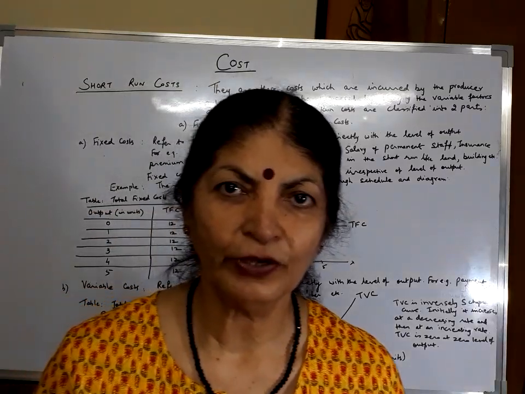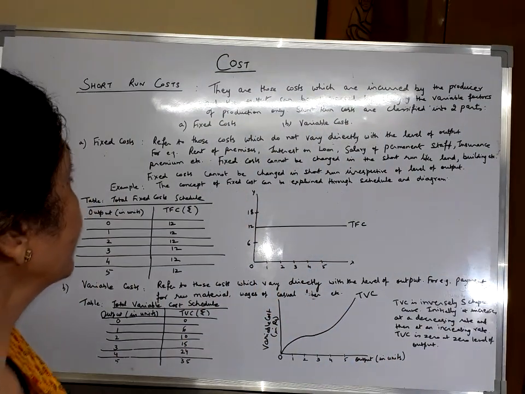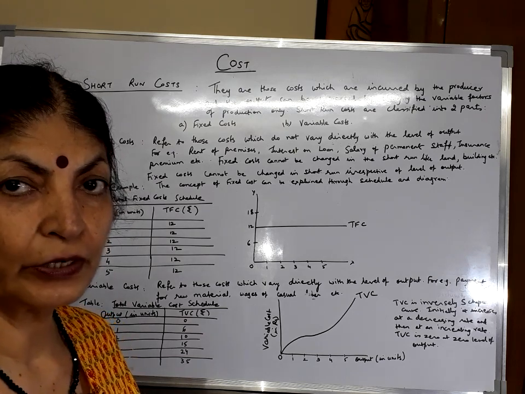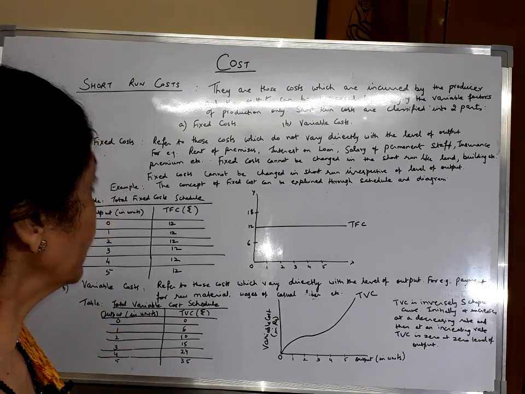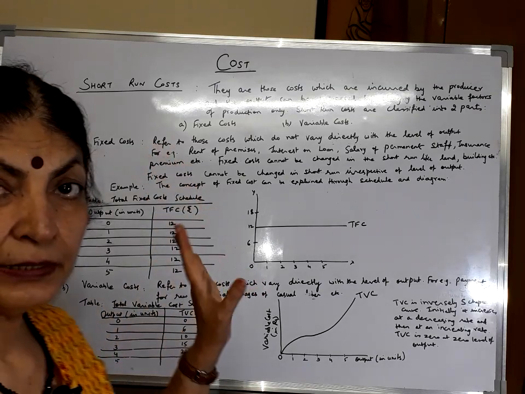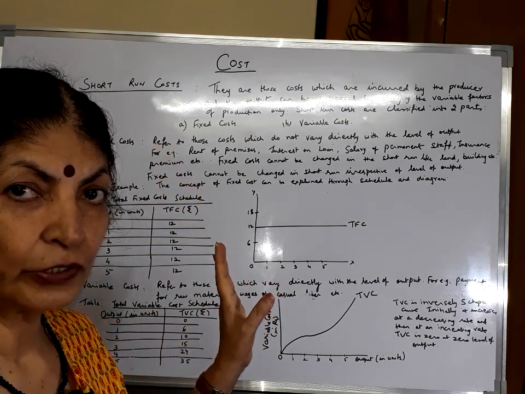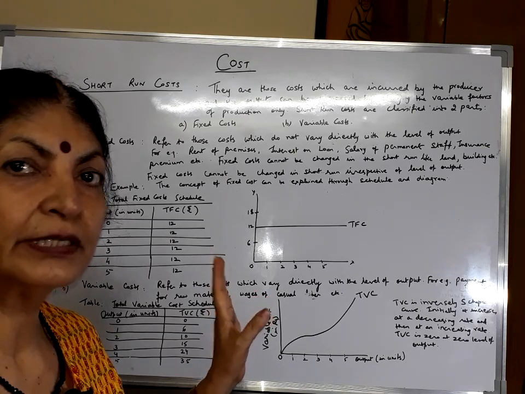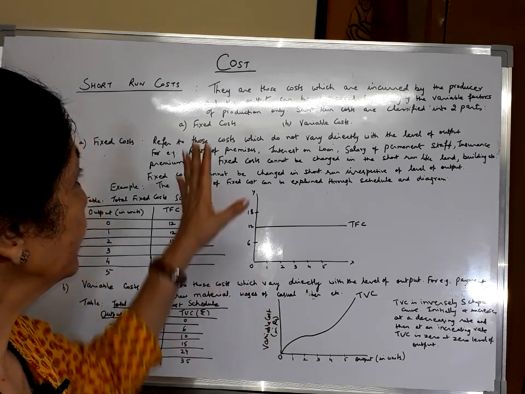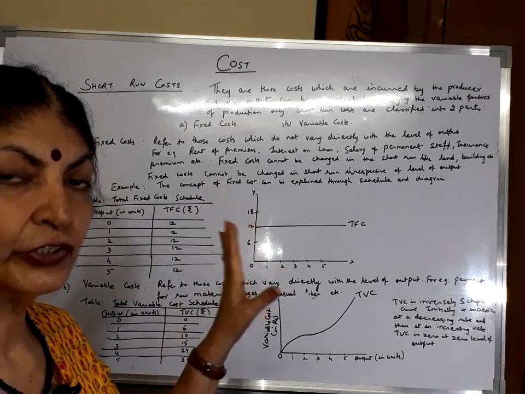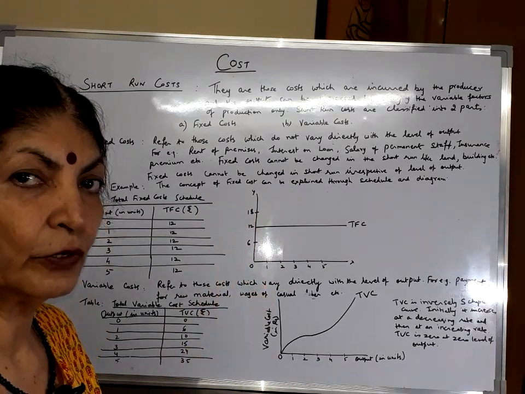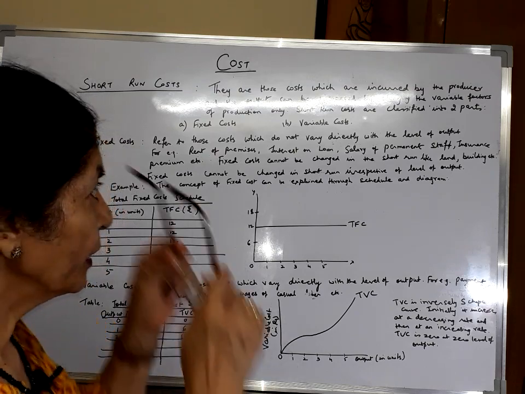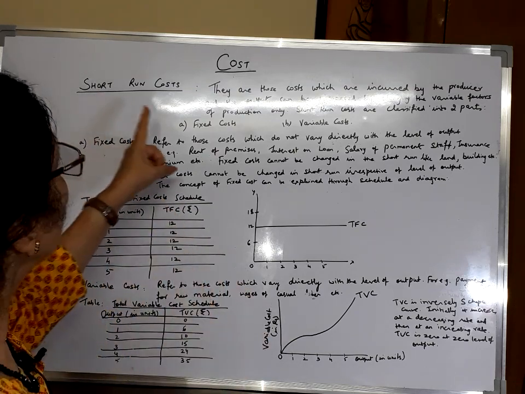So let's carry on, and here in this part we have to know the difference between short run cost and long run cost. But at the moment we focus on short run costs. Short run costs are divided into two parts, fixed costs and variable costs. Here we are giving the definition of fixed cost as well as variable cost along with an example and requisite diagram. So what are short run costs?